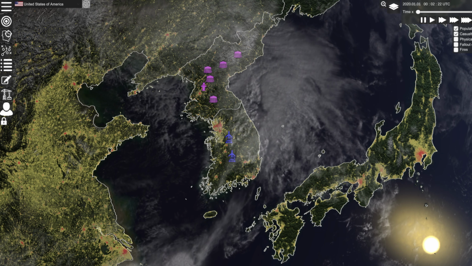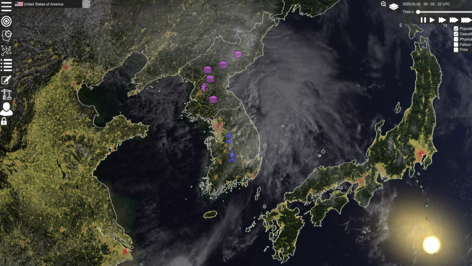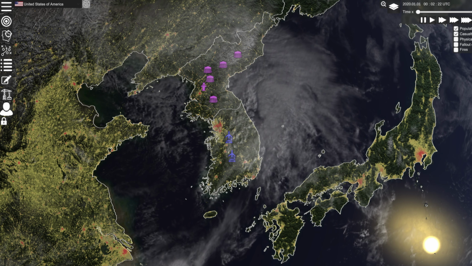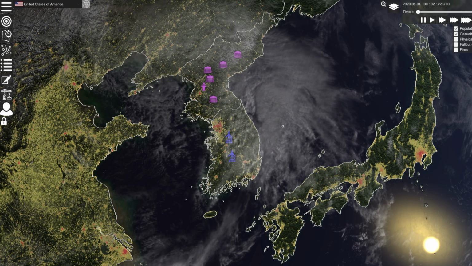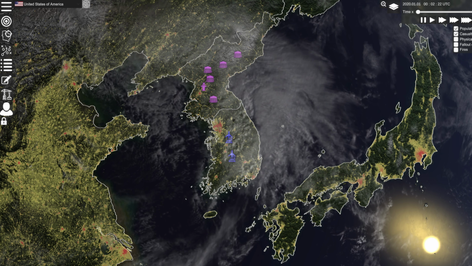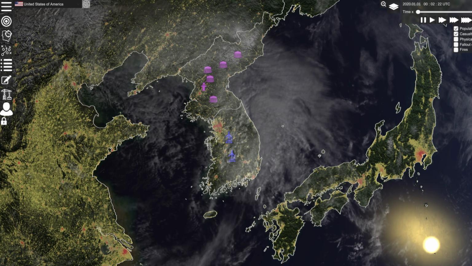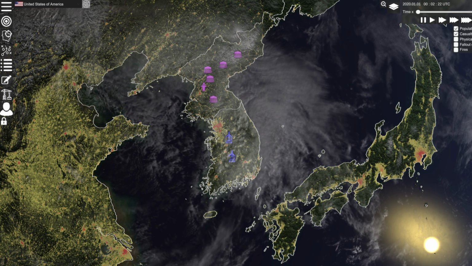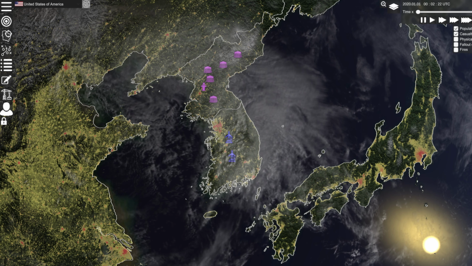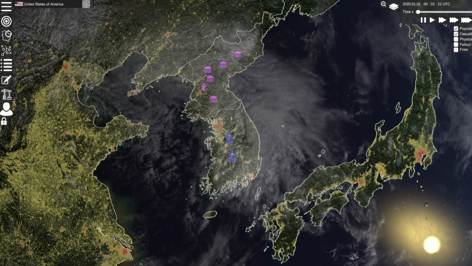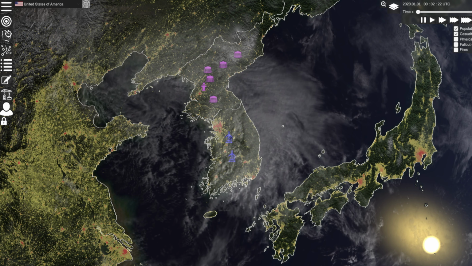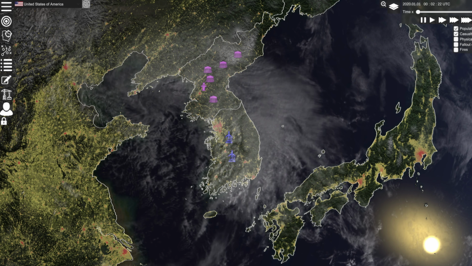Today on the nuclear simulator, we are going to have a look at what a limited nuclear exchange between the United States and North Korea looks like. Most of this will be the AI running. There will then be a full-on U.S. response against North Korea. So we're going to go ahead and run the simulator.